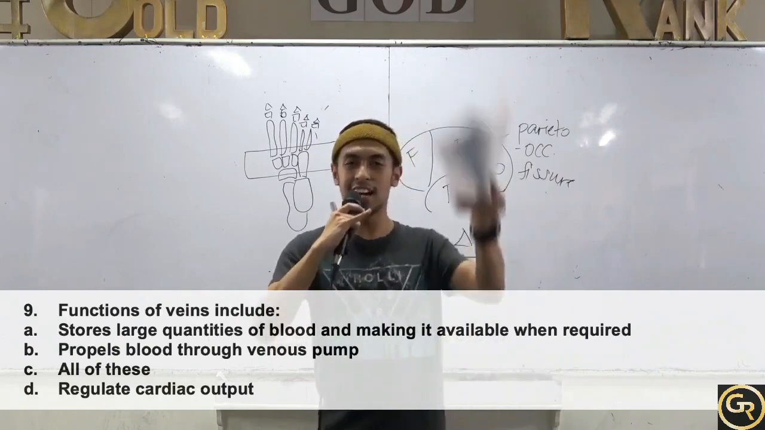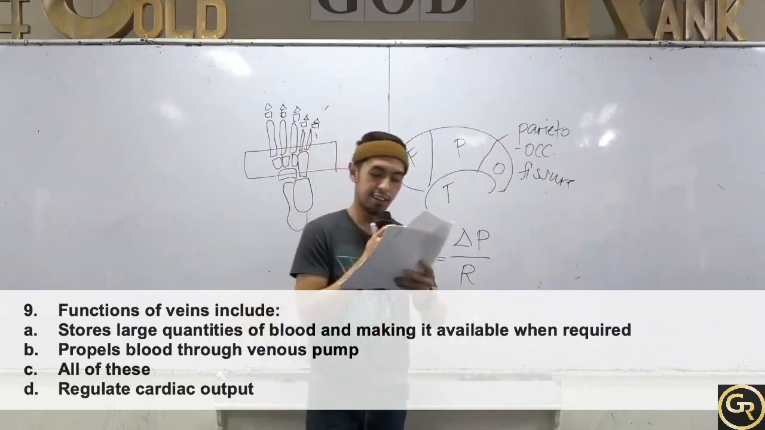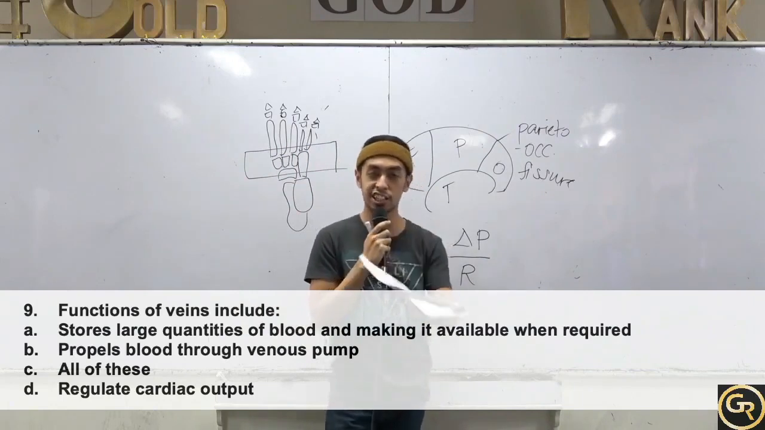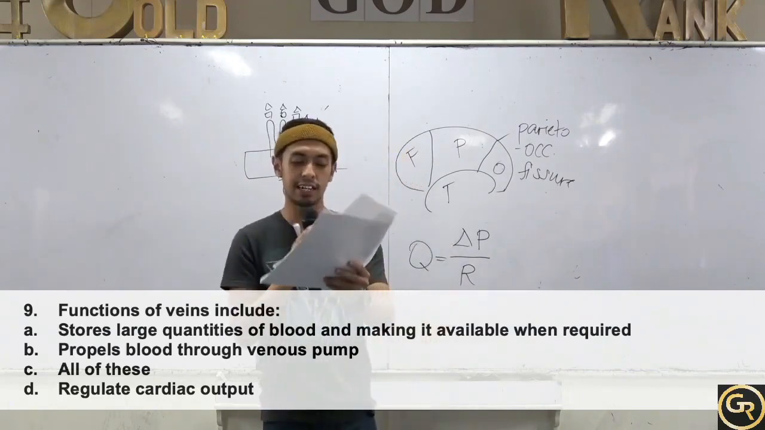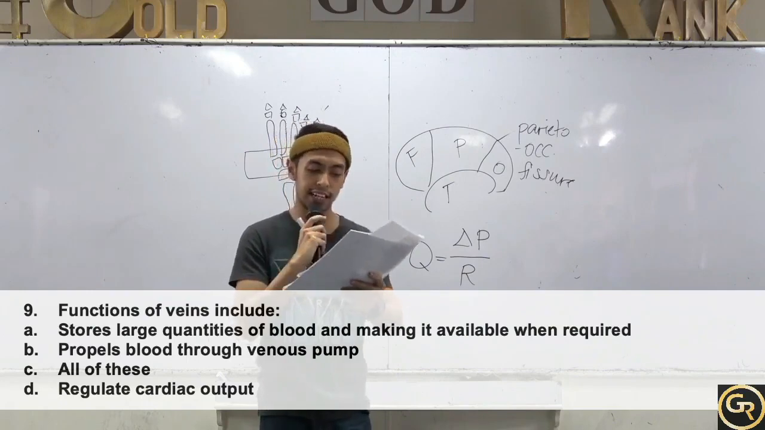Okay? So for the blood to go up, you have valves. And at the same time, it regulates cardiac output. Yes, of course. It regulates cardiac output. So, for number 9, it's letter C.